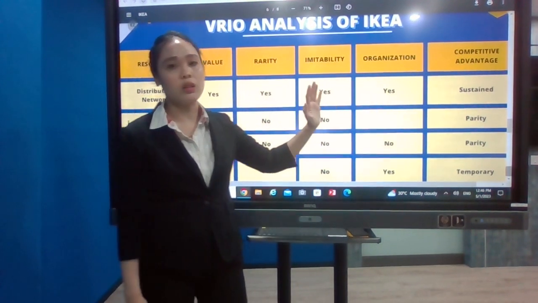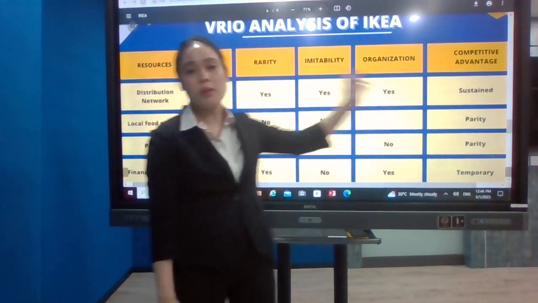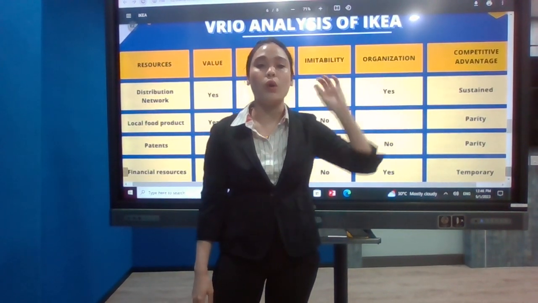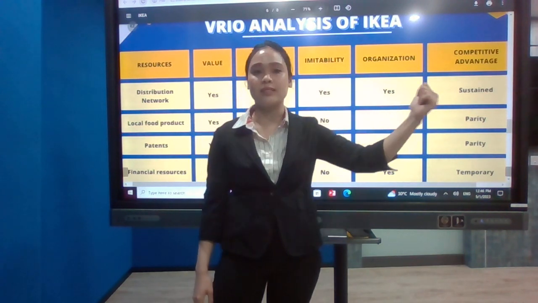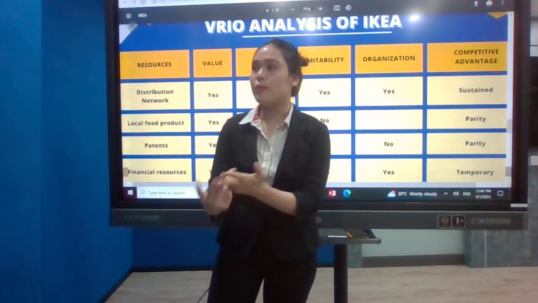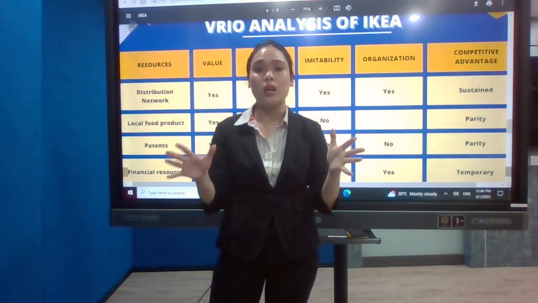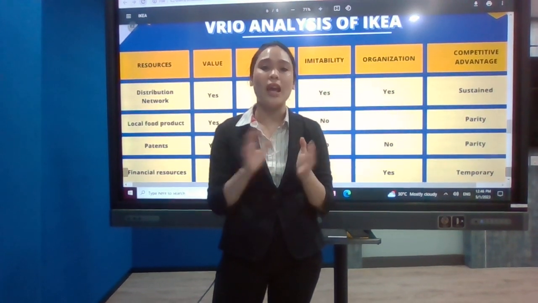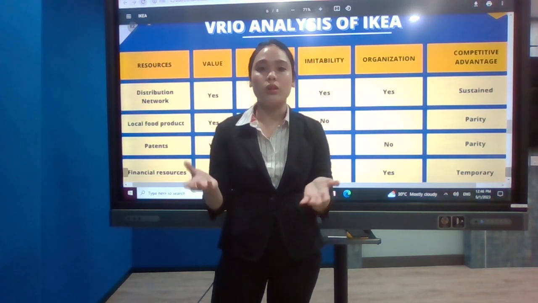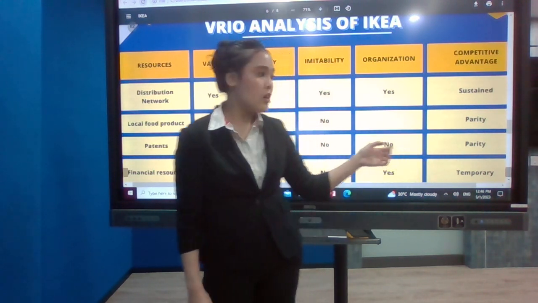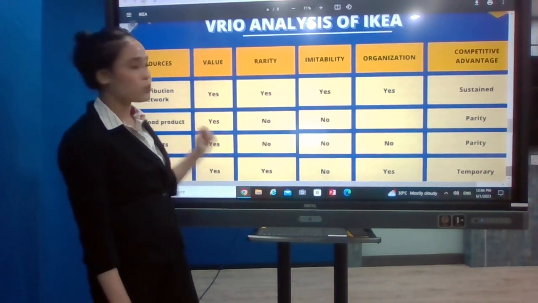So overall, distribution network in competitive advantage is what we can see as a sustained competitive advantage, as the company's assets, attributes, or abilities that are difficult to duplicate or exceed actually provide a superior or favorable long-term position over competitors. So now we move to the local food products.